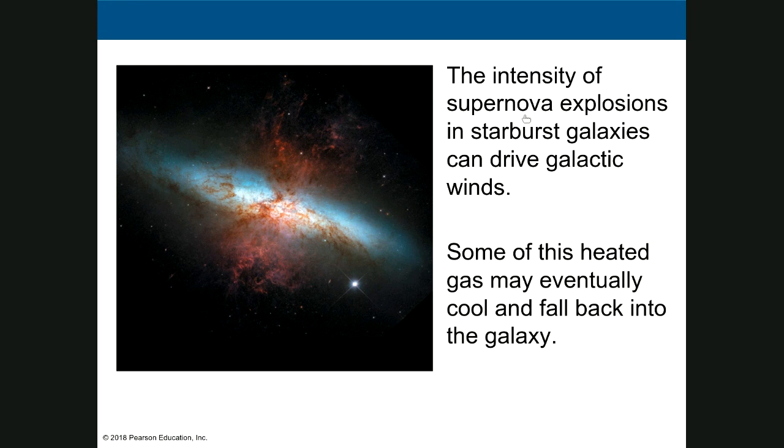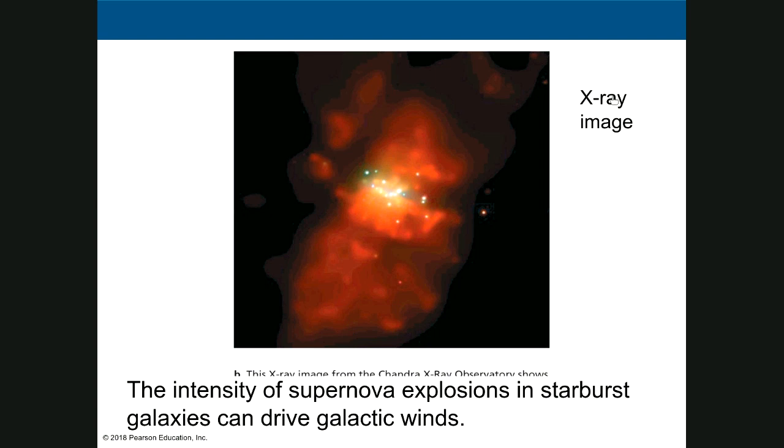Now, the intensity of supernova explosions in starburst galaxies can actually create and drive what we'll call galactic winds. So these are winds between galaxies. Some of this heated gas may eventually fall back and cool back into the galaxy, but if the wind is strong enough, it'll just take it all and blow it away. We can see an X-ray image. These are the intensity of supernova explosions in starburst galaxies. Here you can see more of that wind being driven perpendicular to the disk, sorry. I'm losing my words because it's 6-ish, 30-ish. So we can see that.